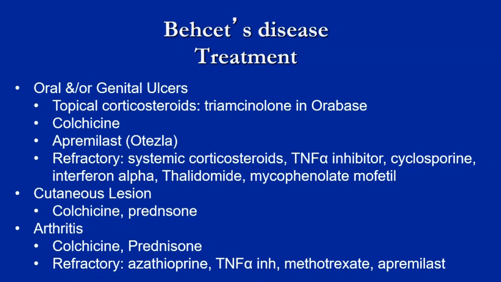If you recall, thalidomide was actually used as an anti-anxiety medicine back in the early 60s with limb deformities in babies, and so it's absolutely not used in women that could be pregnant. And then mycophenolate mofetil. For cutaneous lesions, likewise, either colchicine or prednisone. If they're having arthritis, again, colchicine or prednisone, and if it's refractory, again, a lot of the medicines that we would use for the oral and genital ulcers.